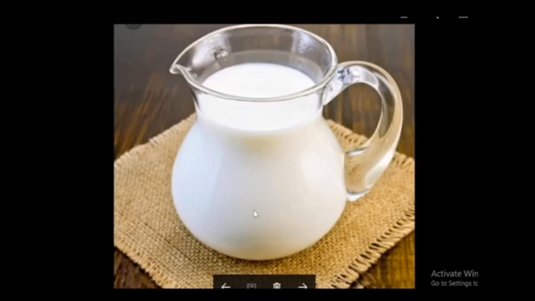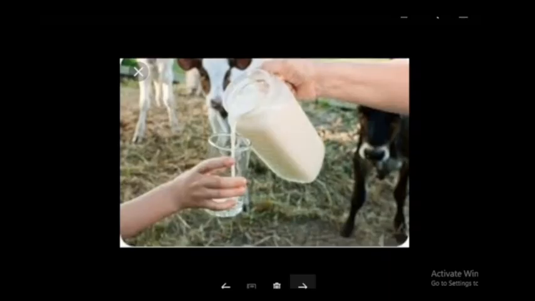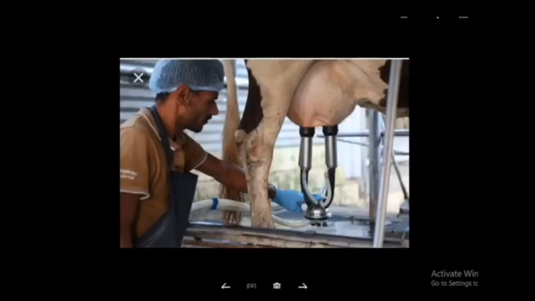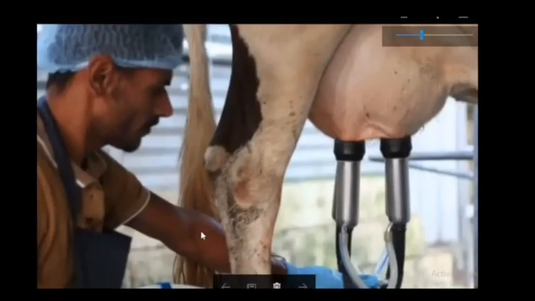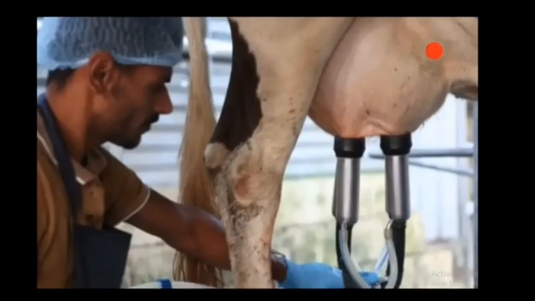This is milk in a jar. You can see how freshly procured it is. You can see them straight from the farm. So this is how it is being extracted. This is how the animal is being milked. So we can see the animal here. This is the udder of the animal, the udder of the cattle.